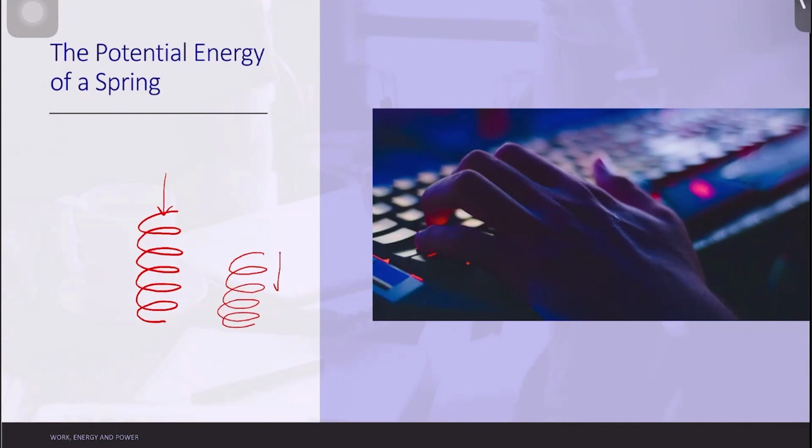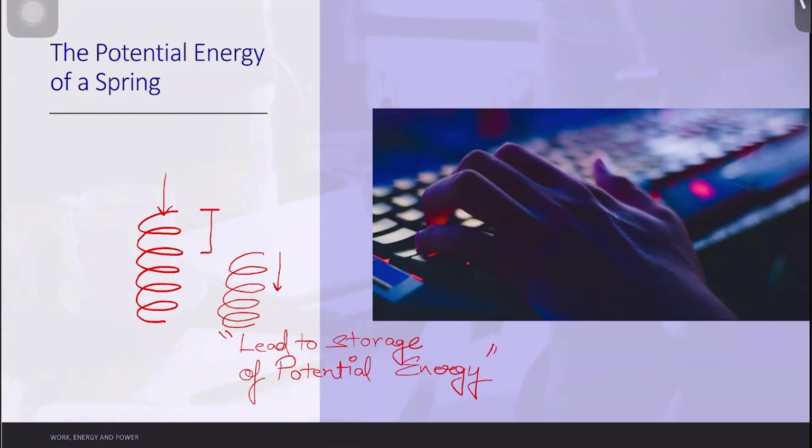This compressing led to storage of potential energy. And hence that is the complete concept which you are trying to understand, that what is this potential energy of a spring being had. So it won't be mgh here, because mgh is for a gravitational force. Here, depending upon the value of displacement occurring, we will understand what is the potential energy being held by a spring. So just a small introduction.